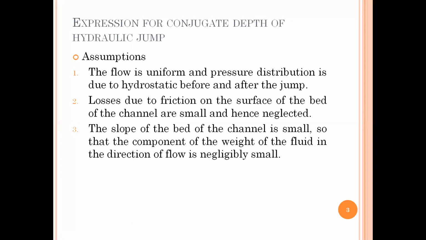We assume that the flow is uniform. When I say the flow is uniform, I mean that the discharge is constant. We can't have the velocity constant because you can see very well that the velocity is changing. We can't have the depth constant either. When I say the flow is uniform, I mean the discharge is uniform, and the pressure distribution is hydrostatic before and after the jump. Losses due to friction on the surface of the bed of the channel are small and hence neglected. Since the length involved is small, the loss due to friction is neglected.